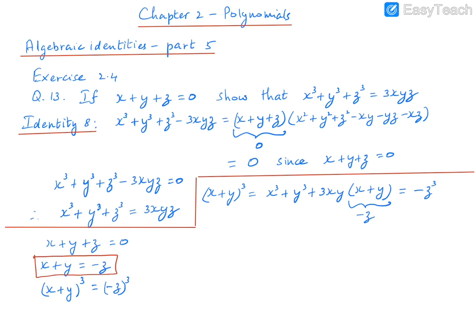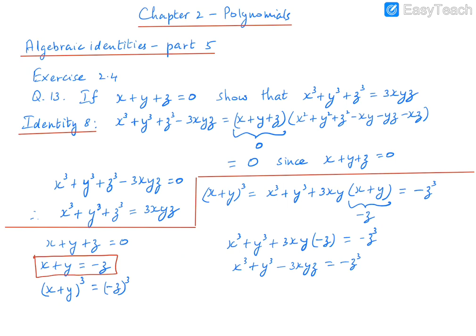So we can use that relationship and substitute in place of x plus y. So we will get x cube plus y cube plus 3xy into x plus y, which is minus z, equals minus z cube. So now we have x cube plus y cube minus 3xyz equals minus z cube.